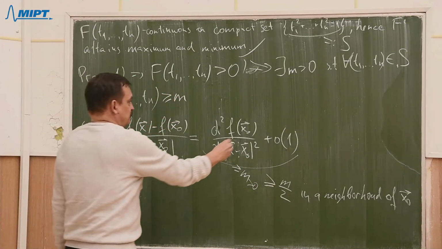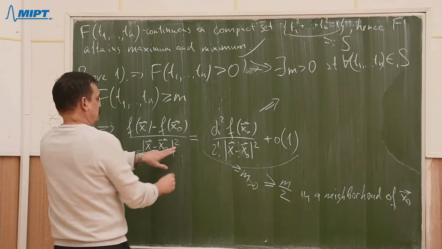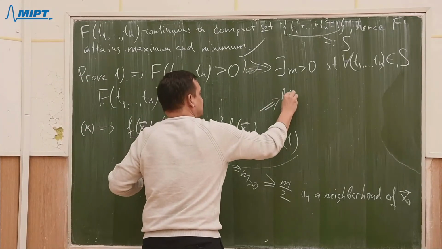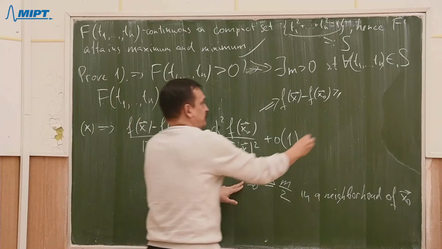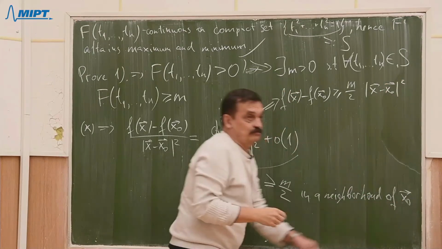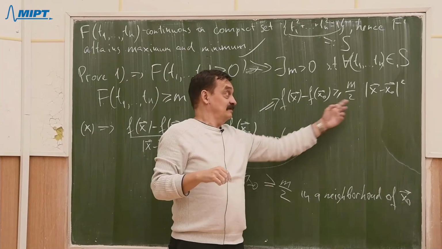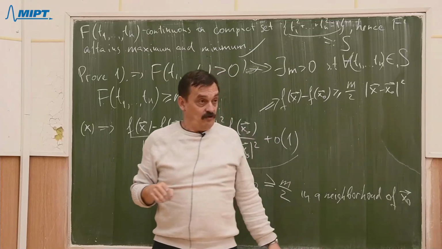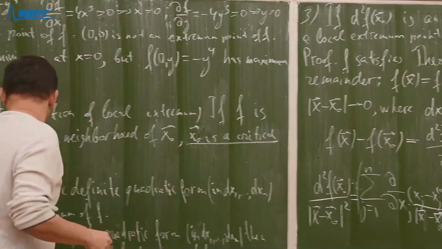So what it means, let me rewrite now. I'll multiply back that inequality by the square. So f of x minus f of x naught is greater or equal than m over 2 times x minus x naught squared in a neighborhood, right? But in particular, what it means? f of x minus f of x naught is a non-negative number, right? So f of x is greater or equal than f of x naught. So we have a local minimum. And analogously, the second assertion is proved.